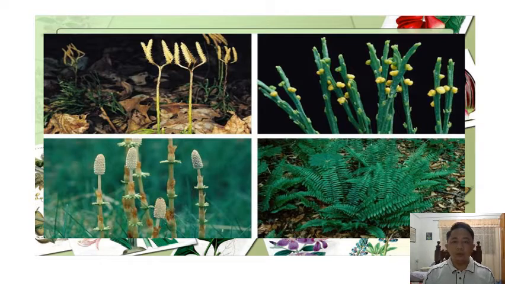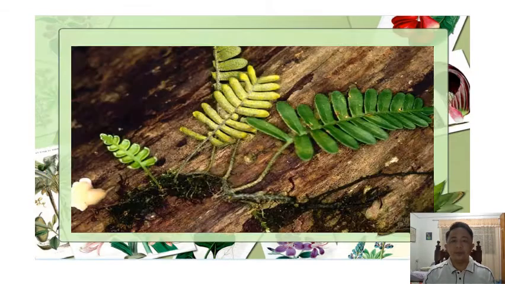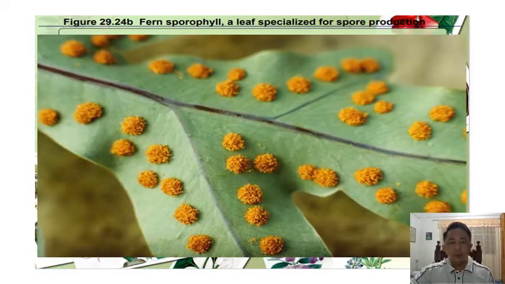So this slide shows pictures of some examples of pteridophytes, such as the fern and the horsetail. Here we see in this slide a fern growing on the side of a tree. What you see here is a fern sporophyll. It is a leaf that is specialized for spore production. If you look under the leaf of a fern, you will be able to observe the presence of these structures, and these structures are the ones that release the spores.